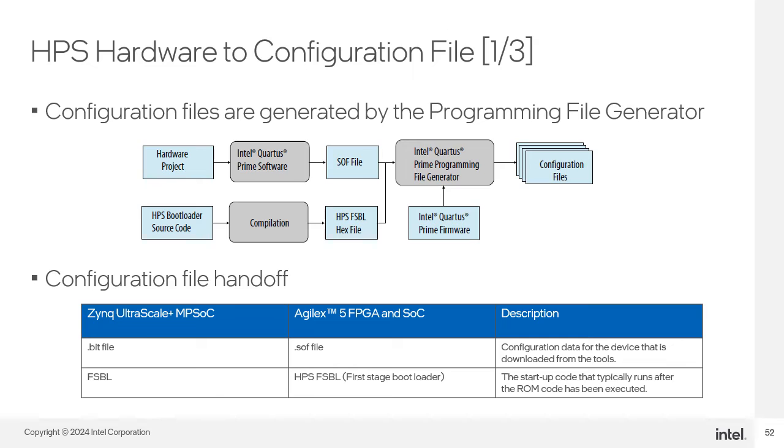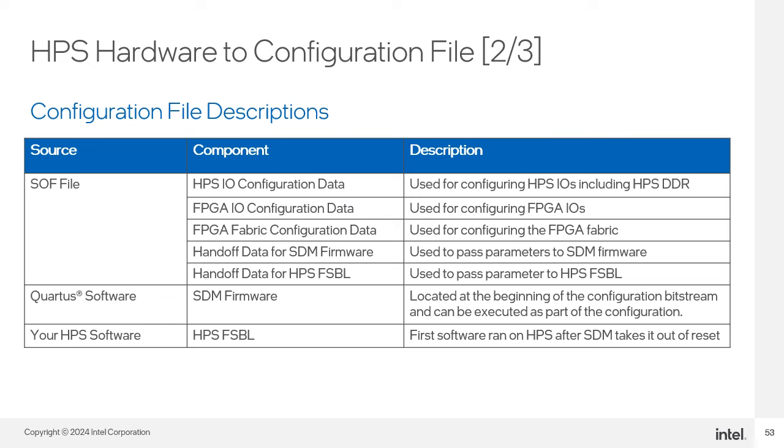After the hardware project for the HPS is compiled using the Quartus Prime software, the configuration files are generated by the programming file generator. The hardware handoff SOF file insulates software developers from the changes that might occur on the hardware side during development. The configuration files contain the following components which are required for configuring the hardware design. This table provides a description of the different components contained in the configuration files required for configuring the hardware design.